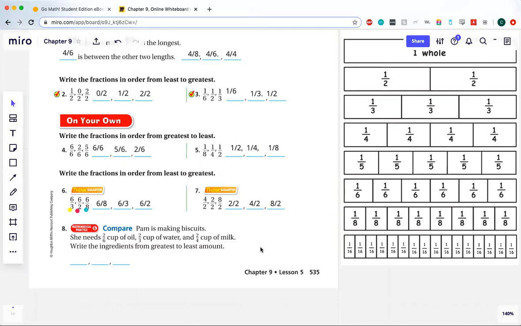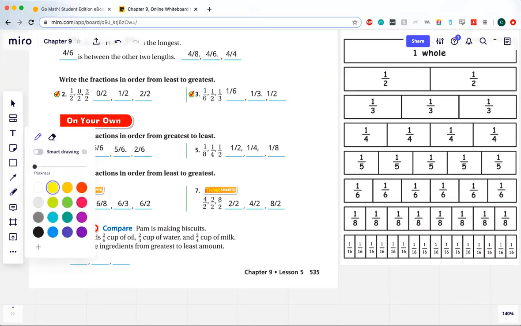Pam is making biscuits. She needs 2/6 cup of oil, 2/3 cup of water, and 2/4 cup of milk. Write the ingredients from greatest to least amount. So let's take a look. Are our numerators the same or denominators? Our numerators are all the same, but our denominators are different. So that means that our oil is going to be cut up into 6 pieces, our water is going to be cut up into 3, and our milk is going to be cut up into 4. So we know that these aren't going to be the same amount of pieces.